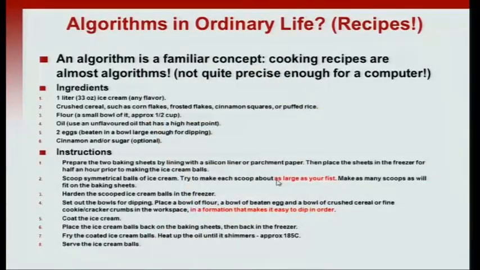For example, here is a term which says try to make each scoop about as large as your fist. Now that of course is a vague term, because my fist could be a different size than yours, and then you will see that in a formation that makes it easy to dip in order. So this is fairly vague, and it's not very helpful to a cook who is making this for the first time. Okay. So think of algorithms as similar to recipes, but mentioned in a more precise manner.